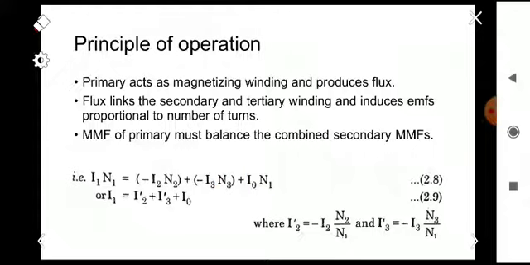So when we divide the equation by N1, it becomes I1 is equal to I2 dash plus I3 dash plus I0, where I2 dash is equal to minus I2 into N2 by N1, and I3 dash is equal to minus I3 into N3 by N1. Thus in a three winding transformer, there occurs a simultaneous transfer of electrical energy to two secondary circuits, that is, the secondary and tertiary windings.